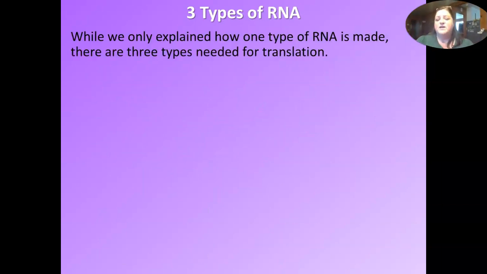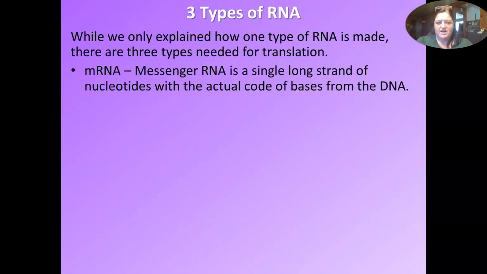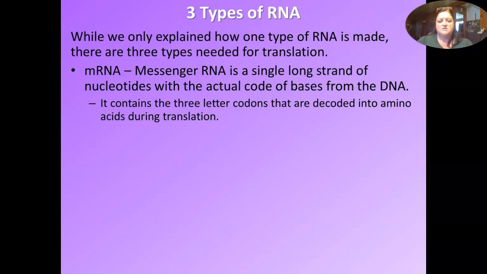Okay. So in transcription, we only explained how you made DNA into one type of RNA. We made it into messenger RNA. And we talked about the processing of it and how you broke off little chunks and you took out the introns and all of that. Well, there's actually three types of RNA. There's messenger RNA, which is that long single strand of RNA nucleotides, and it's actually the code from the bases of the DNA. It contains those codons. And each codon will be translated in this section into one amino acid.